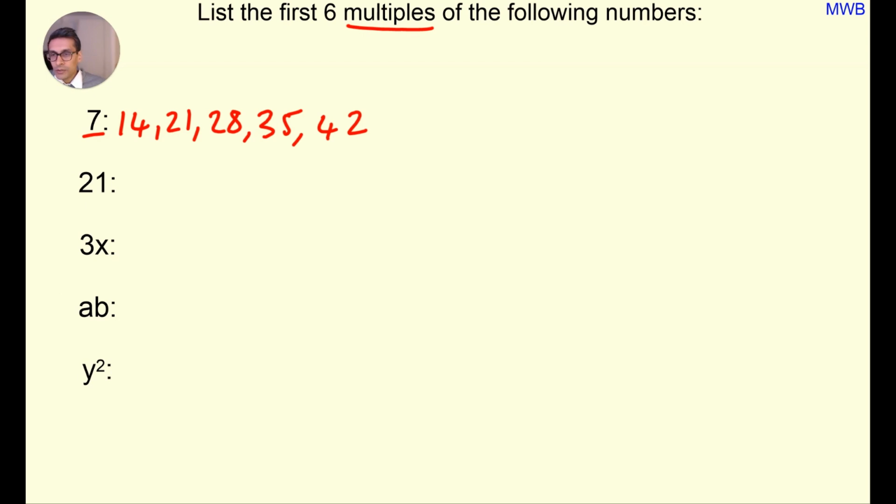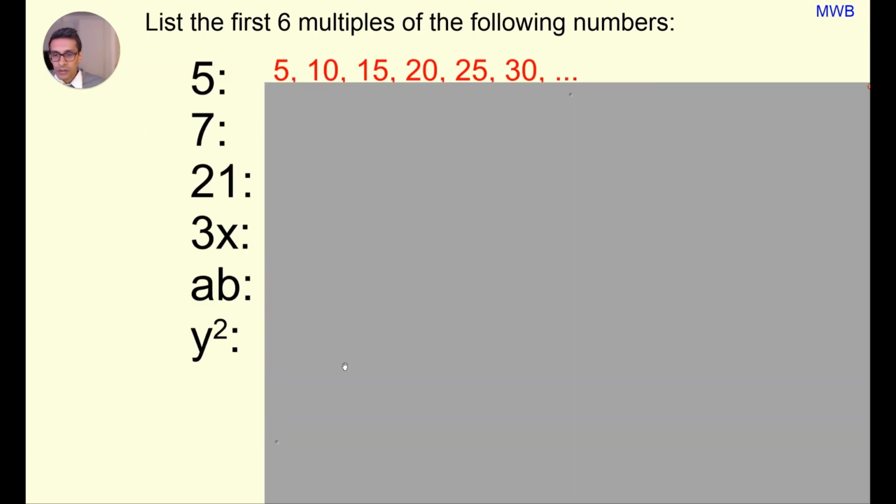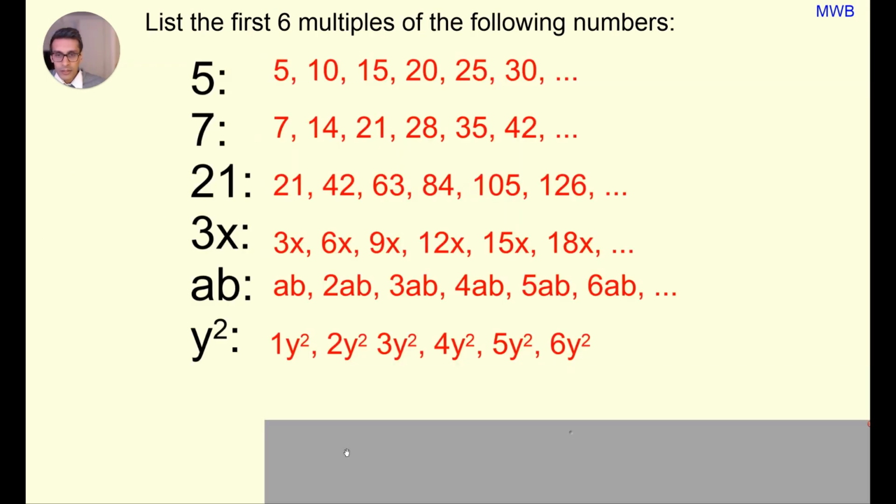Okay, so here are the answers. You should have got all of these as the multiples. Looks like my head was covering the 5 up, so you missed that, that's fine. But you get the big idea. So these are all multiples of the numbers in black.